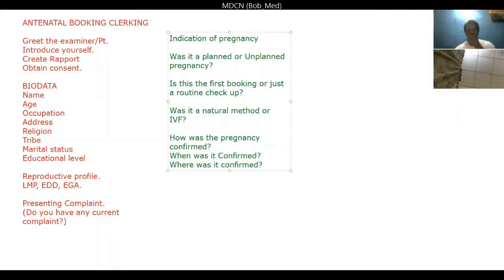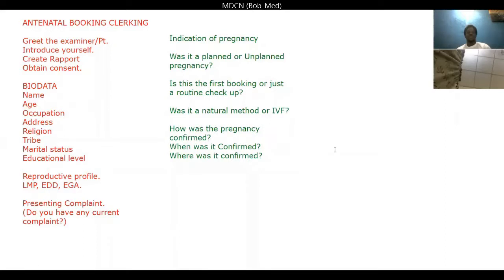You understand, doctors? These three sets of questions are very important questions you want to ask the patient before you start the necessary thing you need to start. In many cases, if the woman is coming for a routine checkup, she might have a concurrent complaint. But in most cases in your exam, the patient will not have a presenting complaint. So you just ask the reproductive profile and you move to indications of pregnancy. So this is the first set of questions you want to ask the person. Please take notes. Okay.